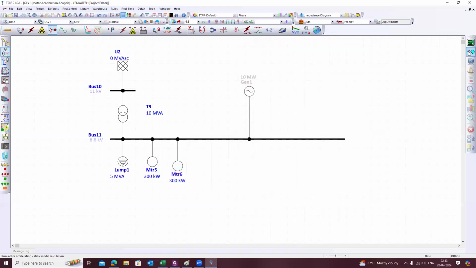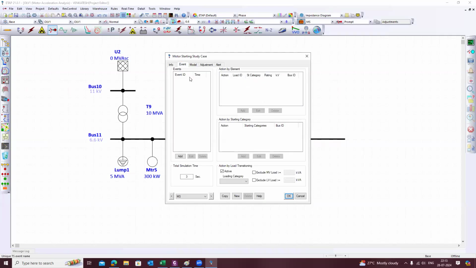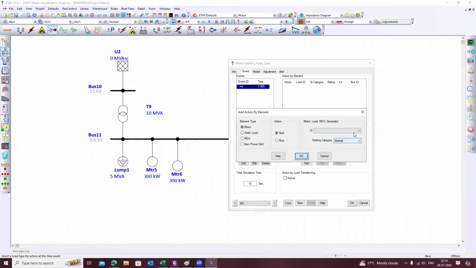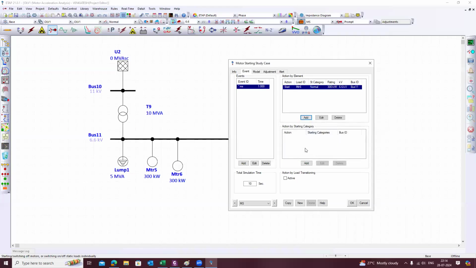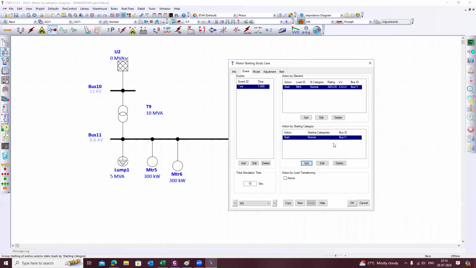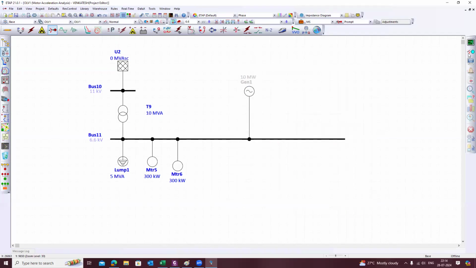Now, to perform the motor starting, go to the study case here and create an event. The event ID is motor starting, and let's suppose it will start after 1 second, and let's run the simulation time for 10 seconds. The action element is the motor starting, and the motor ID here is motor 6. You can give the action starting category if you want, for the bus level. Otherwise it's not required. Just run the motor starting analysis.